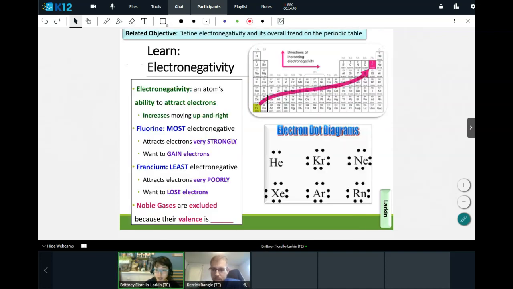All right, so let's talk a little bit about what this trend that we're talking about today is, which is electronegativity. Taking a look at the root word here, which of the three subatomic particles do you think this is related to? Protons, neutrons, or electrons? Go ahead and tell me in the chat box.